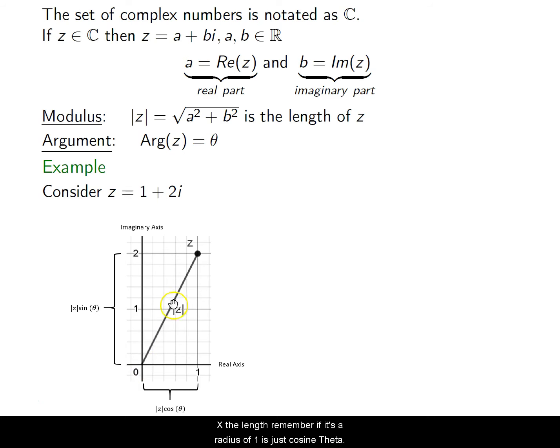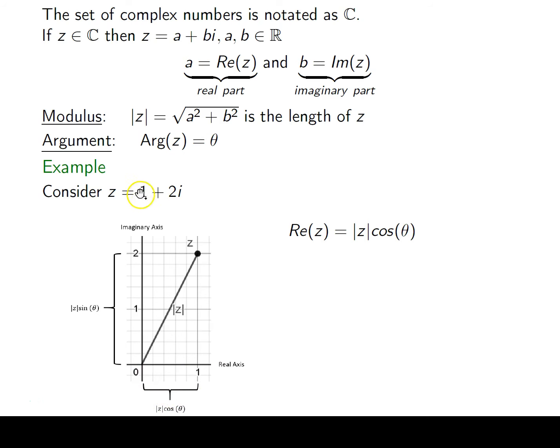So remember, if it's a radius of 1, it's just cosine theta. Since this has some length that's not 1, I have to multiply my cosine and my sine by the length to get the cosine value of this, right? The length along the real axis. Similarly, the length along the imaginary axis is the modulus times the sine of the angle that it creates from the real axis.